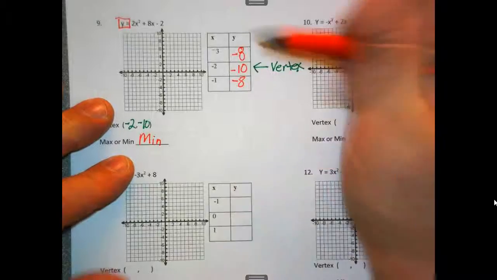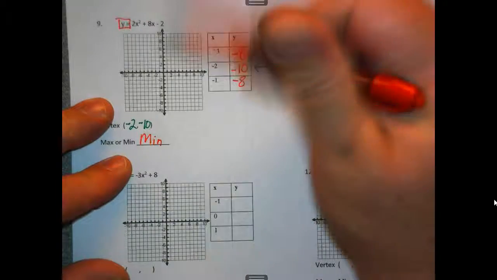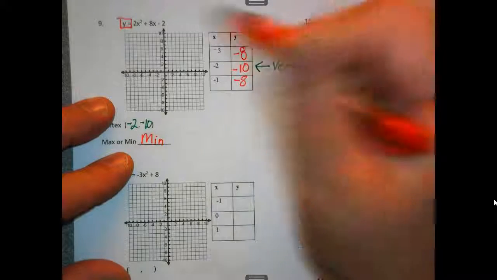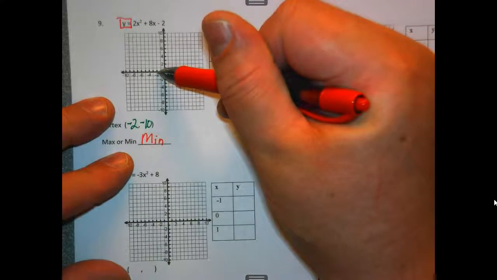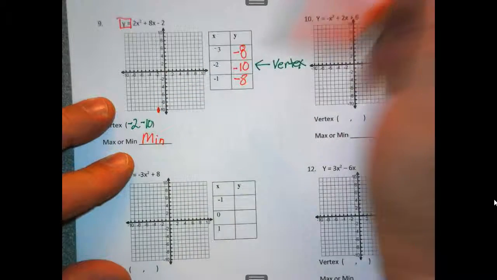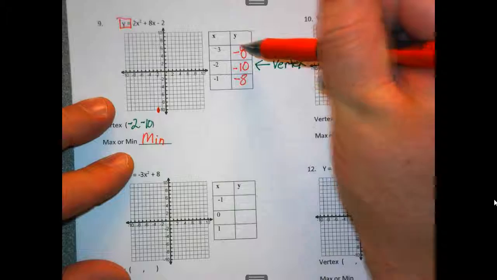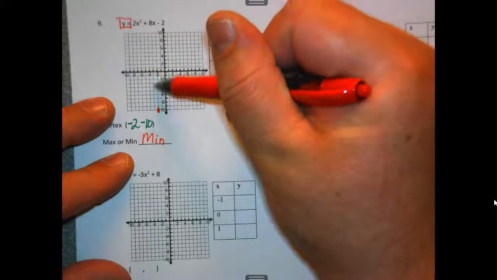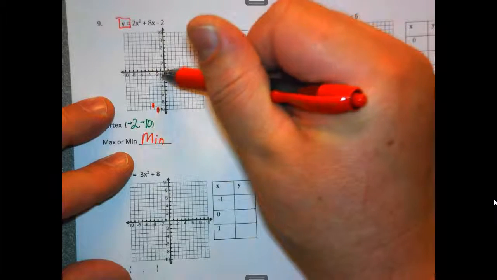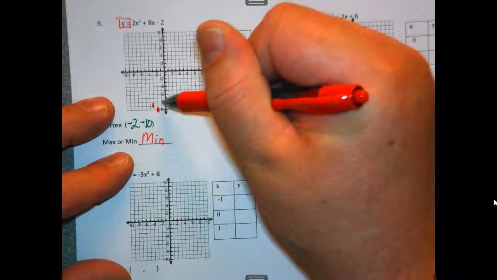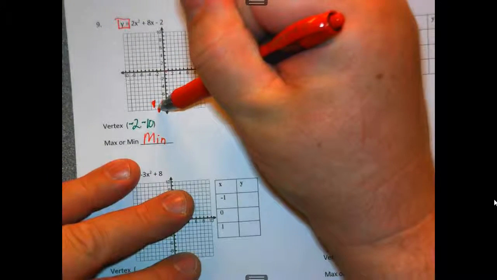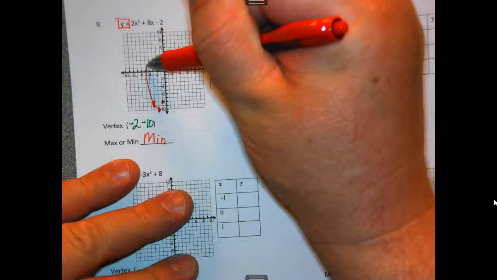Now, I'm just going to graph these points and draw my U shape. So my vertex, -2, -10, -3, -8, and -1, -8. Oops, they should be up here. And just do the best you can with the U.